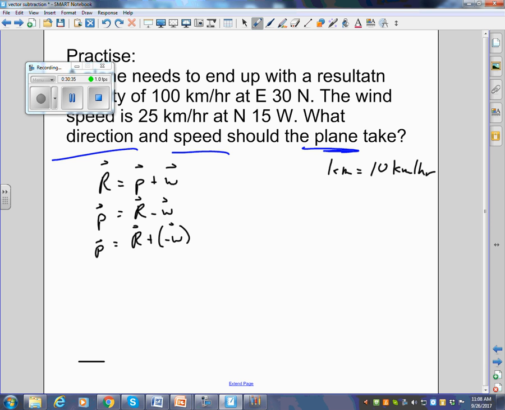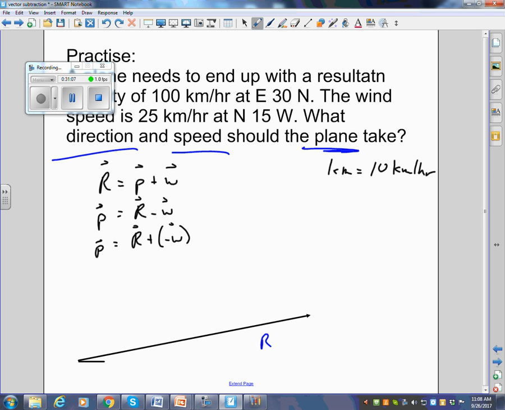So I'm going to go, resultant is 100 at east 30 north. So I've got to go east 30 north. Now I'm just going to roughly do it, just to save a little time. So east 30 north, and I've got to go 10 centimeters, right? So kind of like about like that, right? Yeah? Give me the nod of understanding. Otherwise I've got to go back and redo it. That's the resultant. And now minus wind.